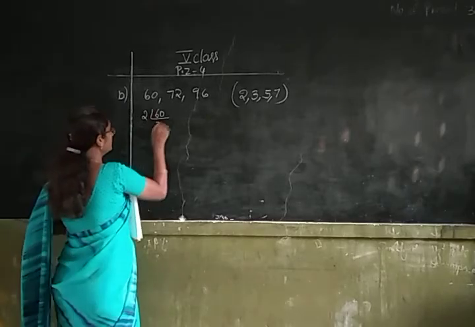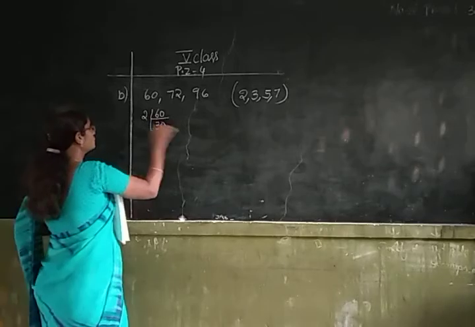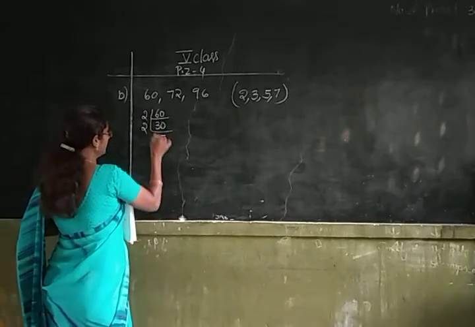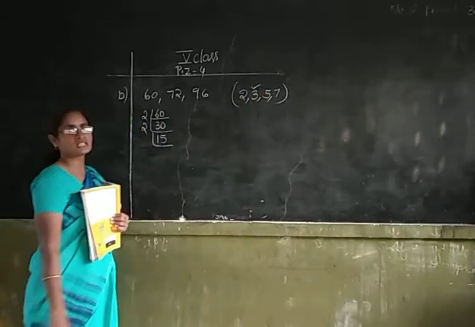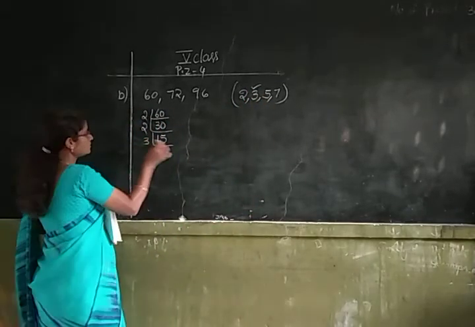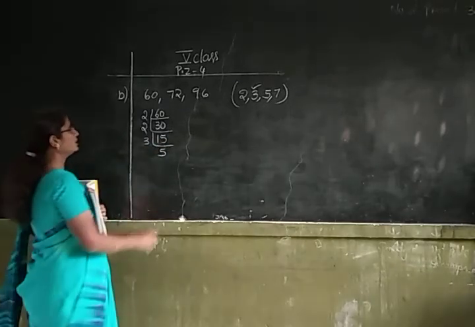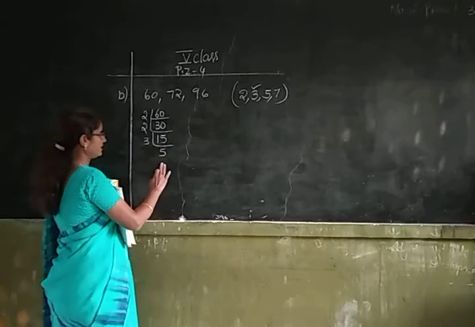So it will be compulsorily in 2 table. 2 goes in 60 30 times. 30 is an even number. So it will be in 2 table. So 2 goes in 30 15 times. So 15 is in which table? 15 is in 3 table. So 3 goes how many times in 15? 3 goes 5 times in 15. Okay, 5 is a prime number, so we have to stop factorization.